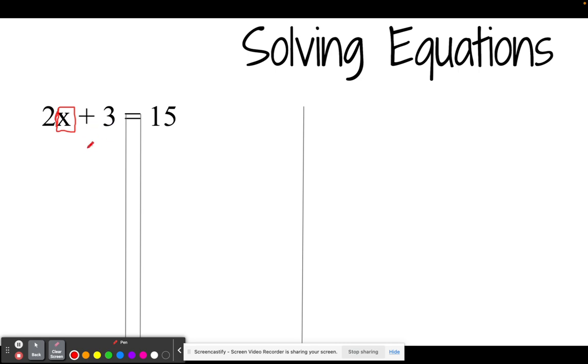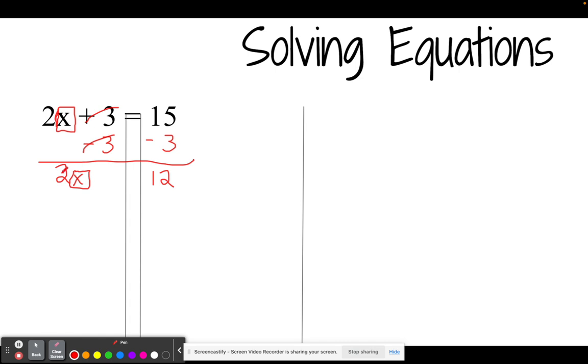So how do we send home a plus 3? With a minus 3. So I have to subtract 3 from both sides, because what you do to one side, you have to do to the other. So 15 minus 3 is 12. 3 minus 3 is 0, so this cancels out, and I'm just left with 2x on this side. My x is not by itself yet.